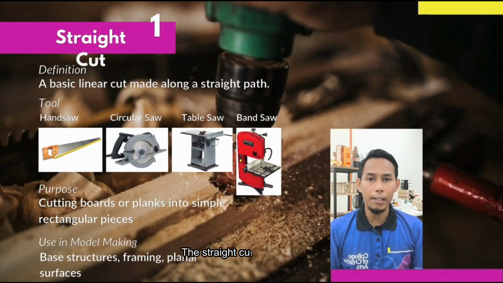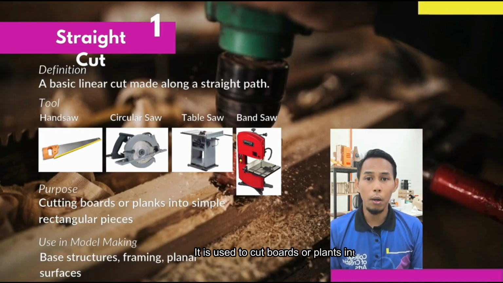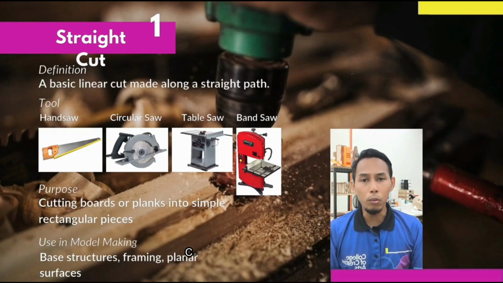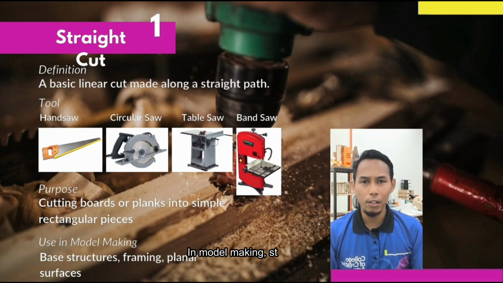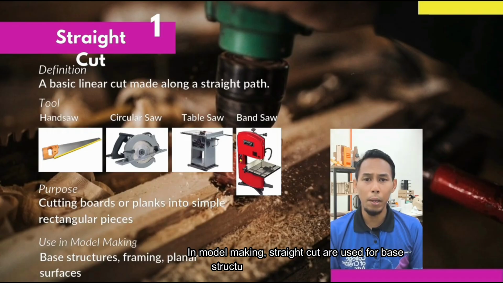The straight cut is a basic linear cut made along a straight path. It is used to cut boards or planks into simple rectangular pieces. Common tools for this cut include the hand saw, circular saw, table saw, and band saw. In model making, straight cuts are used for base structures, framing, and flat surfaces.